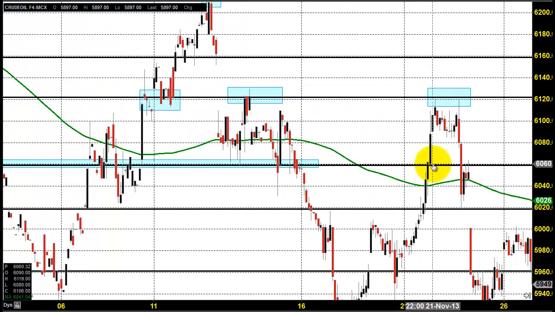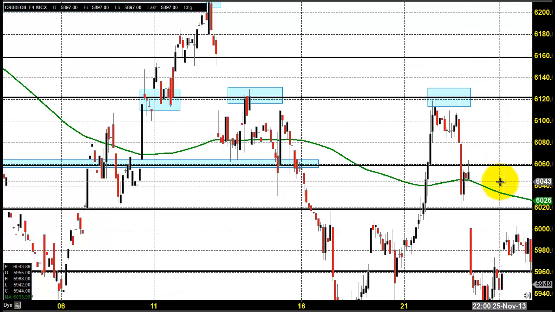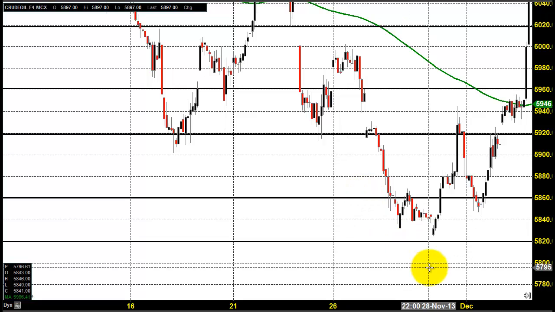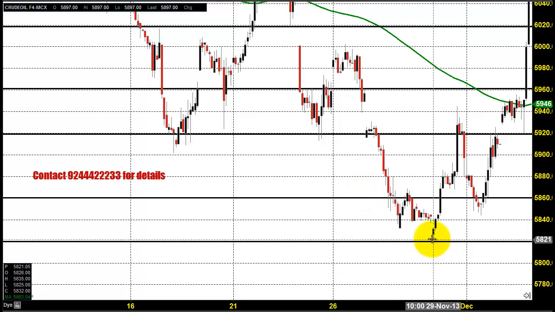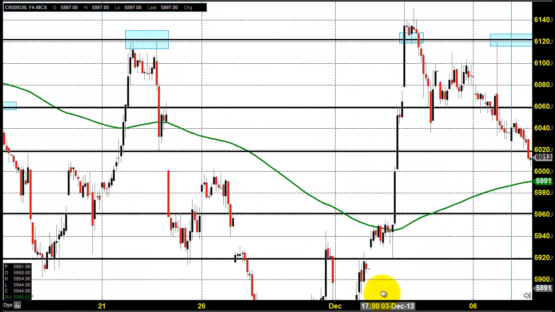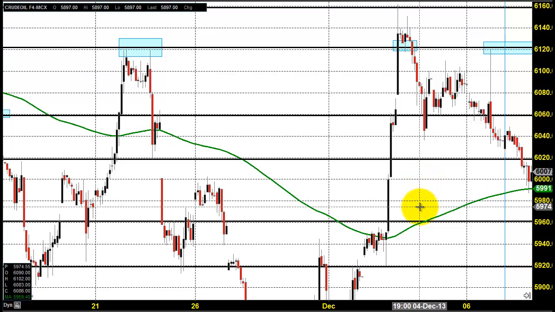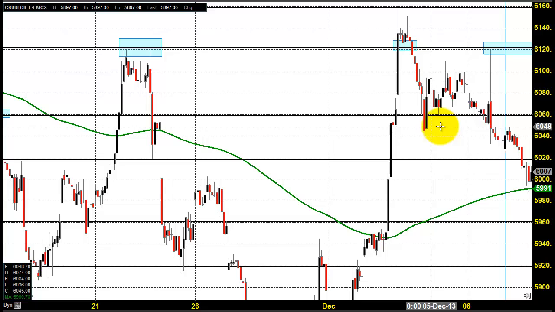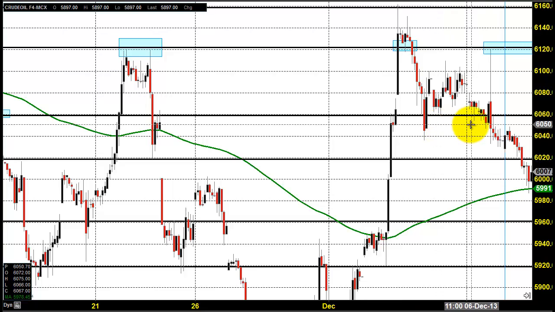Again, there was a bounce back on November 21st, where the price found a resistance. After clearly breaking 6060, the price came down and created a low near 5820 on 28th of November 2013. From there, the price gave a bounce back. Again, just put your focus on this 6060, which we will be going to target for this week and for the days to come.